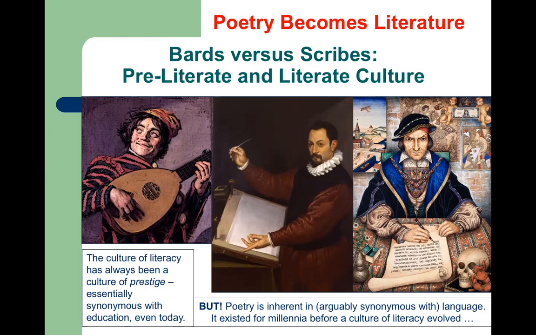So there was this culture of literacy, the literary or literate culture, which was very elite. But the point is that poetry has always been with language. And in fact, you could even make a philosophical case that those two things are synonymous, that poets basically are just the makers of language. And poetry existed for millennia and millennia before there was ever any culture of literacy. So there's always been in poetry these two cultures, the pre-literate and literate culture.